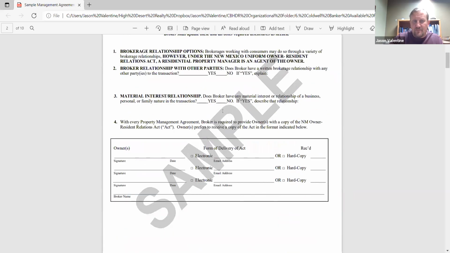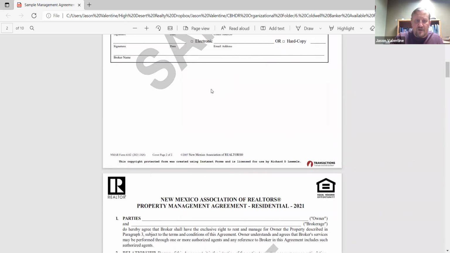I want to let you know a couple of other things on brokerage relationships. We do have a couple of other parties in here. If a family member is renting from you, or if you're going to use a particular company, LVH Investments, we have a relationship with those guys. So we're just disclosing to you what's going on up there.